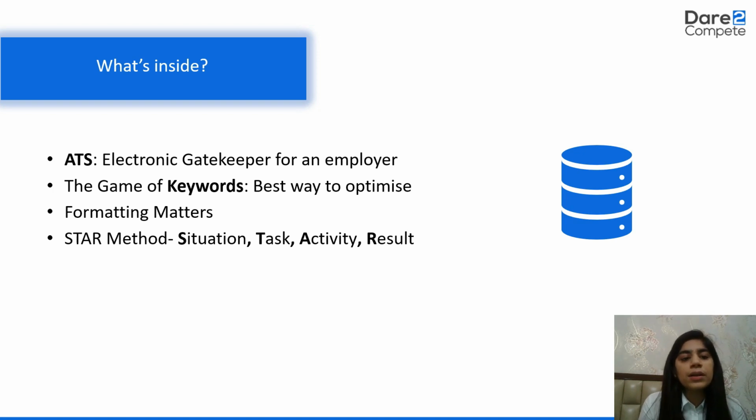Second thing we'll talk about here is the game of keywords: the best way to optimize keywords, where should we use it, how to use it, and how to have a better impact using the keywords. Third is the formatting, which is very important when anybody is viewing your CV. Formatting is the first thing which comes into account. And the fourth and last one is the STAR method, which is situation, task, activity, and result. This method would help you structure your sentences while telling the employer about your work.